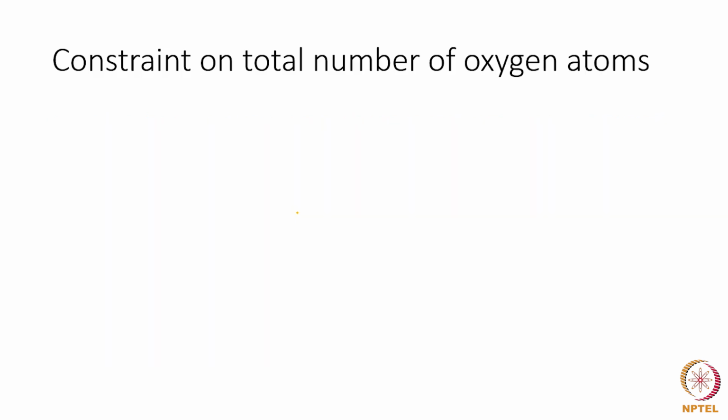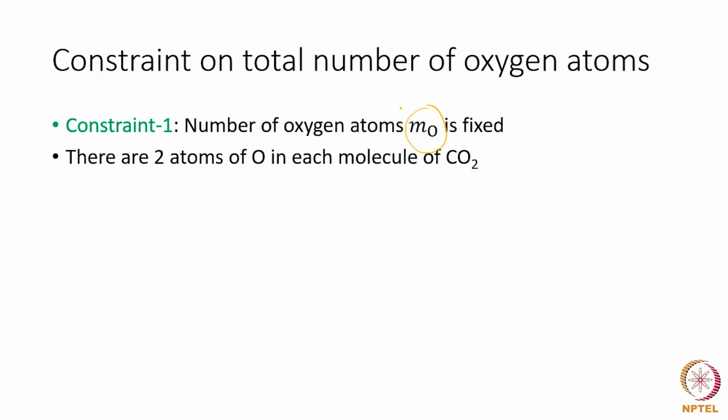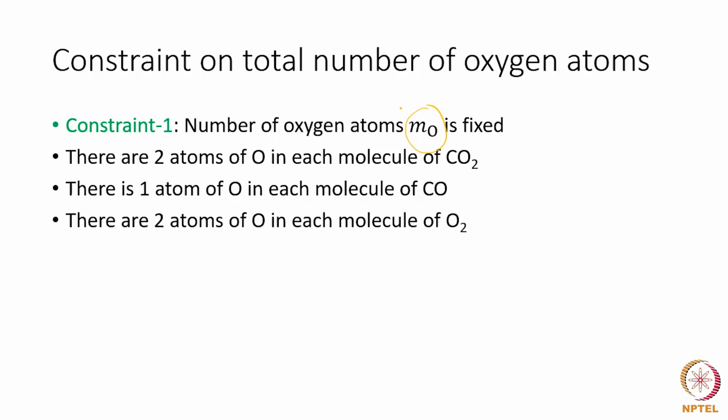Let us look at the constraint that is imposed on the total number of oxygen atoms. The first constraint is that the total number of oxygen atoms, MO, is fixed. During the reaction, as the species change their nature, the number of moles of oxygen atoms is actually fixed. Because there are 2 atoms of oxygen in each molecule of CO2, 1 atom of oxygen in each molecule of CO, and again 2 atoms of oxygen in each molecule of O2, we can then write MO is equal to 2 times the number of moles of CO2 plus the number of moles of CO plus 2 times the number of moles of oxygen.